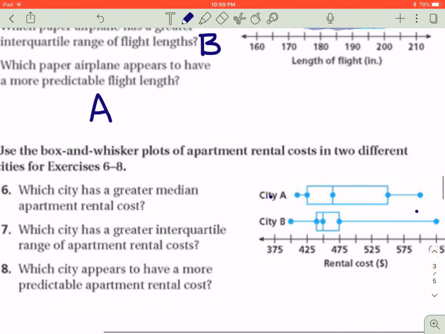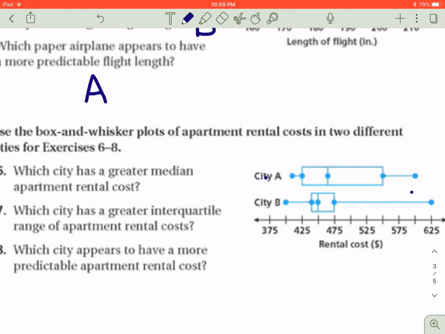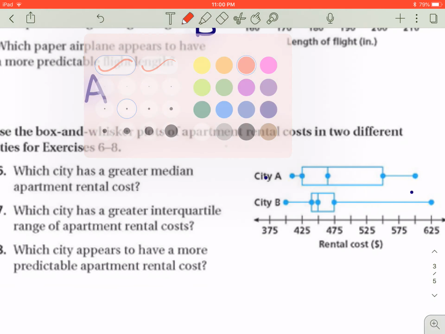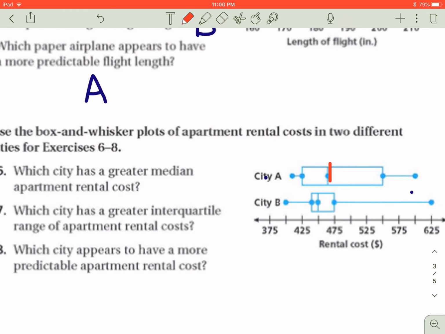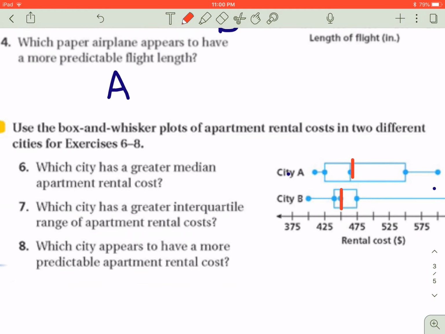All right, for example number 2 down here, which one has the greater median? Let's look at the middle numbers. There's one there, one there. Which one's farther to the right? Which one's the bigger number? Well, that'd be apartment A, because I guess I didn't read that. We're comparing the cost of 2 rental apartments now.